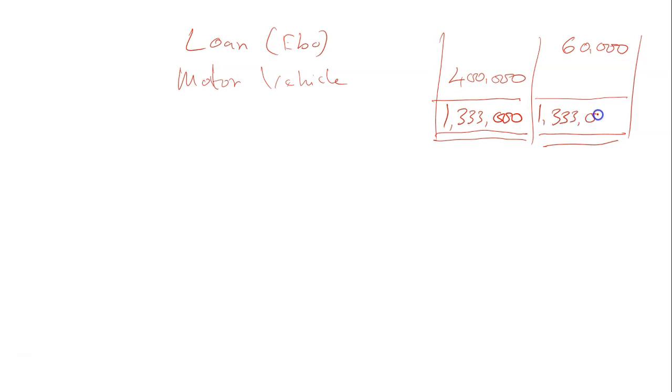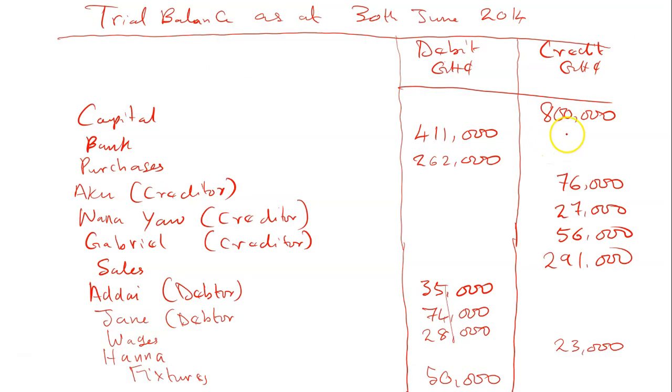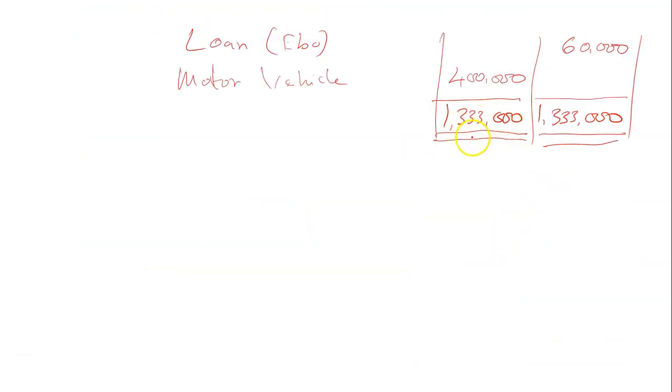Let's verify. Kindly take your calculator and see. For this side, please verify that with your calculator and see if it's correct. So the total, you should get 1,333,000 Ghana cedis. Okay, so the total is 1,333,000. If you have any question, ask in the comment box below.